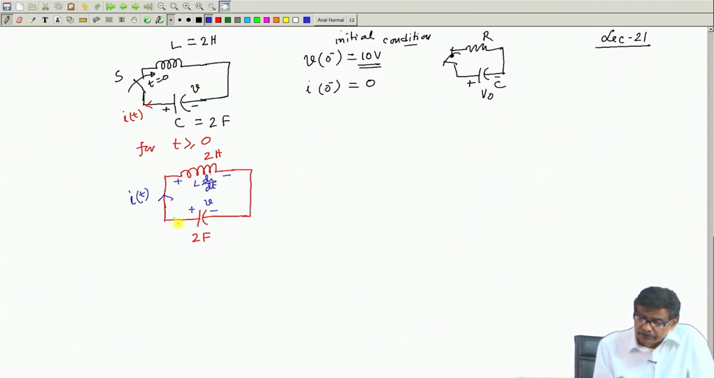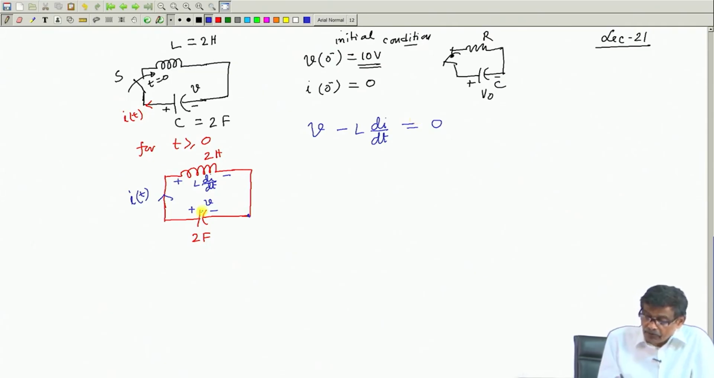Then I write down the KVL equation in this loop. So, start from this point, from this to this plus V, then from this to this minus L dI/dt, and that must be equal to 0, since no external source is present. So, I have taken everything to one side.